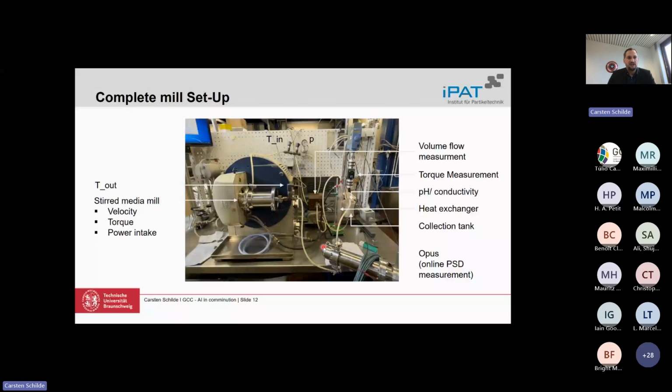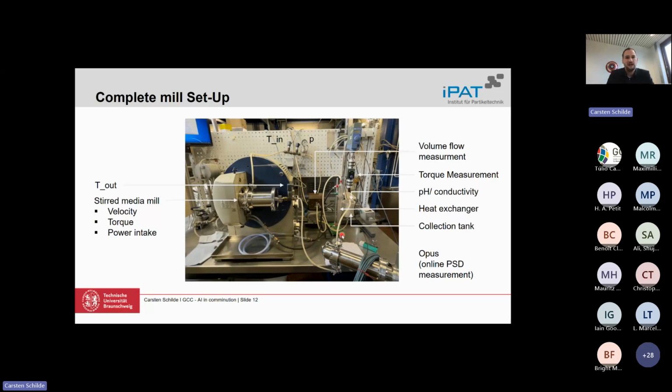We have our stirred media mill, where we measure velocity, torque, and the power intake. We have the volume flow measurement. We have a torque measurement of our stirred vessel. So we have this vessel in our circuit operation mode. We measure pH and conductivity. We have a heat exchanger. And we have here at the bottom our particle size measurement device.